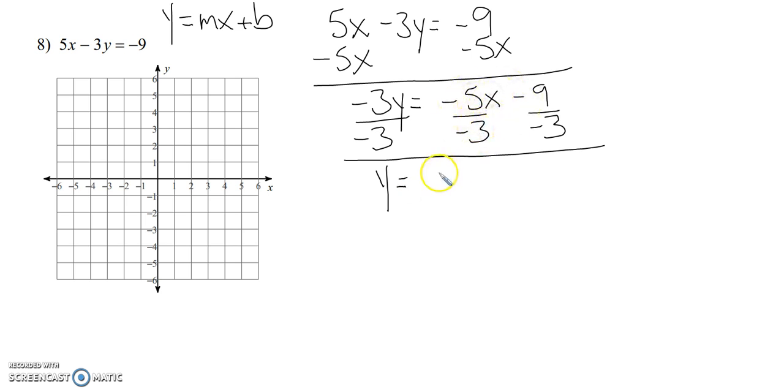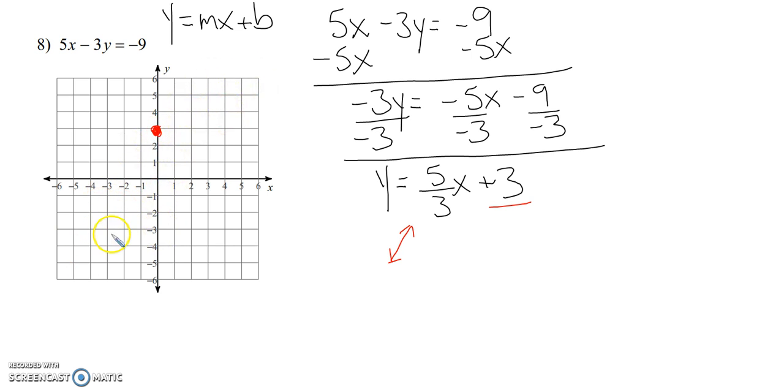And again, negative divided by negative is going to be positive 5 over 3. Same thing here, negative divided by negative is positive 3. So this is our y-intercept, positive 3. And our slope is positive, so it's going to look like this, increasing from left to right. So we're going to have a point down here and up here.